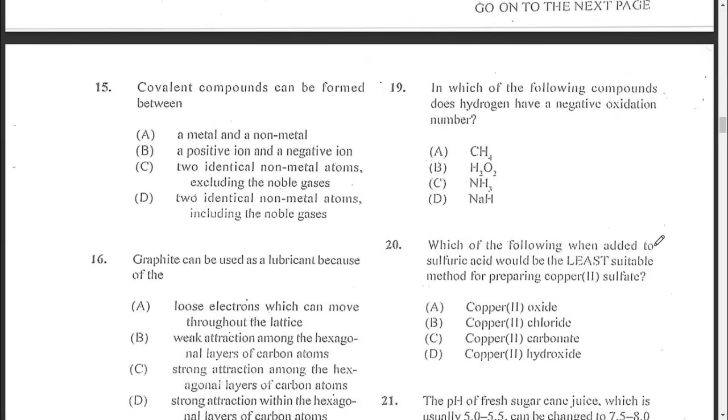15. Covalent compounds can be formed between 2 nonmetals. So let us see what the options are. A metal and a non-metal, no. A positive ion and a negative ion, no. 2 identical non-metal atoms, excluding the noble gases. 2 identical non-metals, including the noble gases. And the best answer here would be C, because the noble gases are inert. They do not react with anybody. They have a stable octet. So they are satisfied.